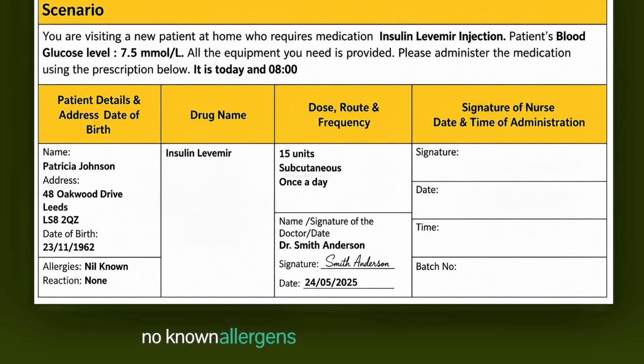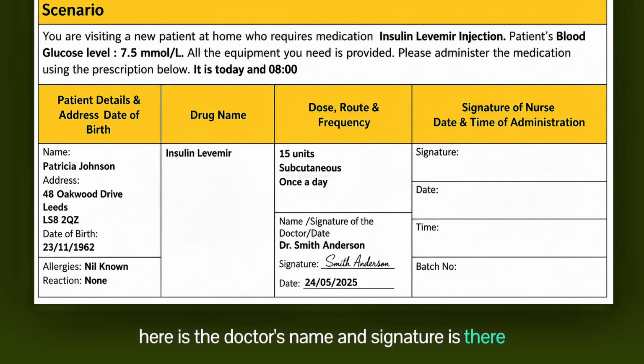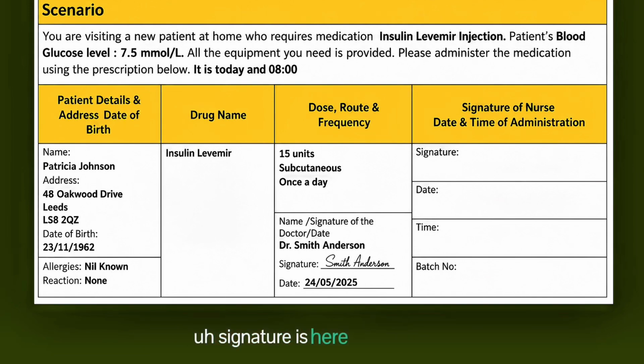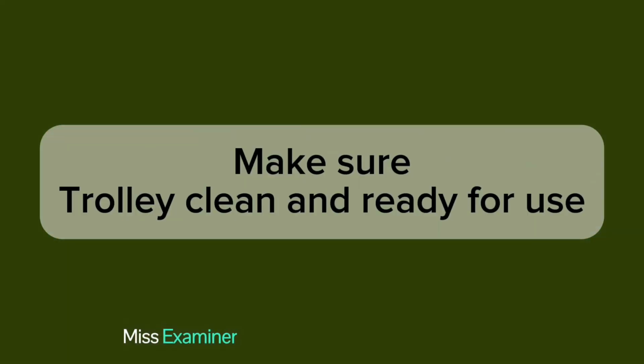No known allergies. Drug name is insulin Levemir. Dose 15 units subcutaneous once a day. Here is the doctor's name and signature. Doctor name is Dr. Smith Anderson. Signature is here, date is today. This prescription is valid and legible. Miss Examiner, is this trolley clean and ready for use?